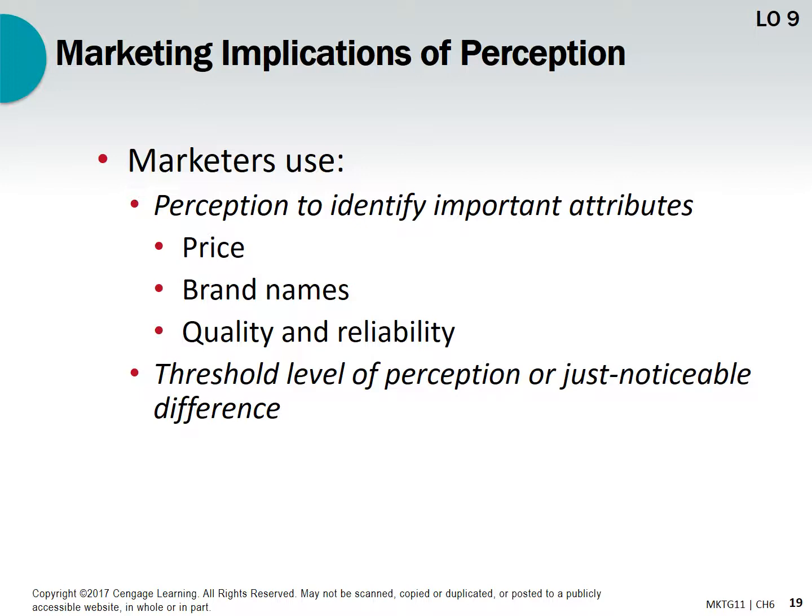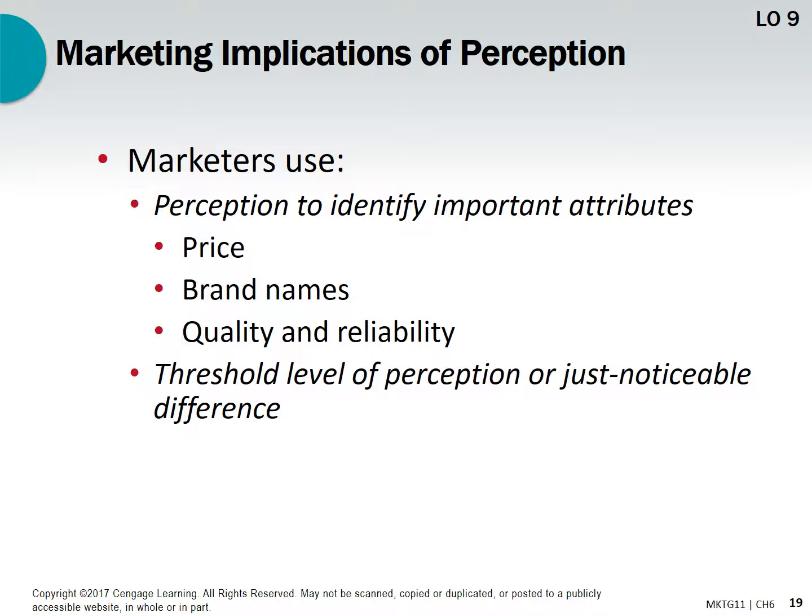Marketers must recognize the importance of cues or signals in consumers' perception of products. Marketing managers first identify the important attributes, such as price and quality, the targeted consumer wants in a product, and then design signals to communicate these attributes.